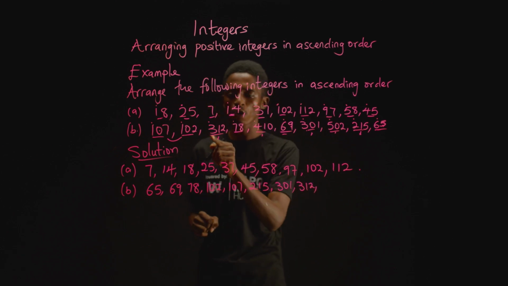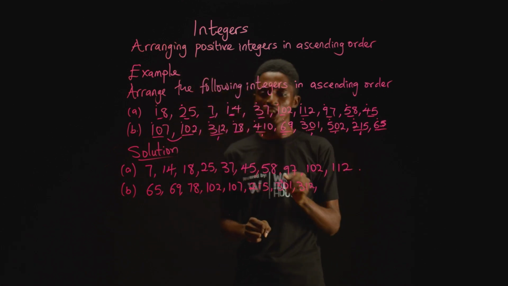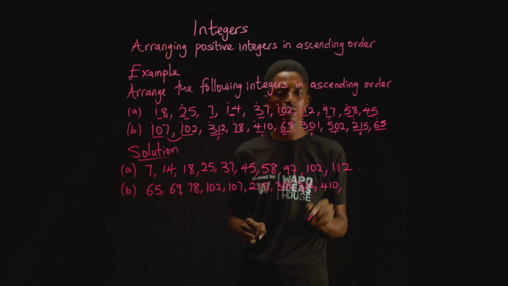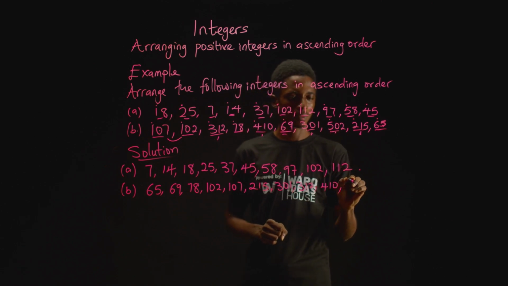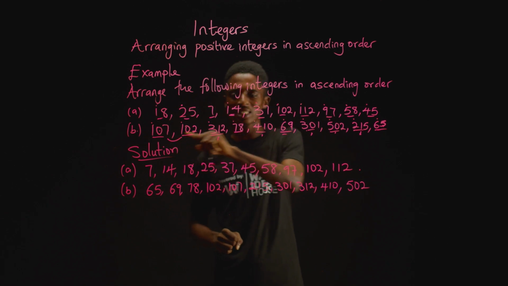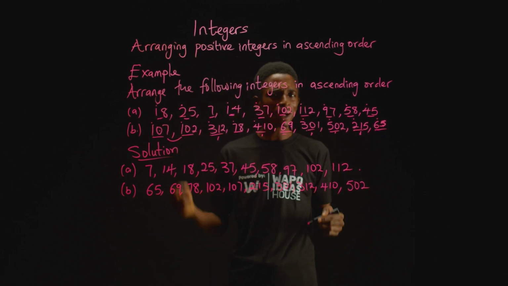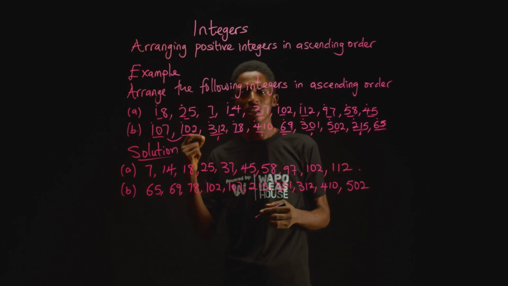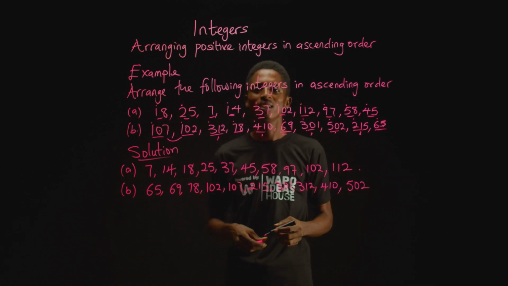312. And of course, after 3, we go to the number 4, which in this case we have 410. And then the last number in this set of numbers is 502. That is, the number of highest value in this set of numbers is 502. And by doing this, remember to always check for the digits. That way you will know which one comes before the next by arranging in ascending order.